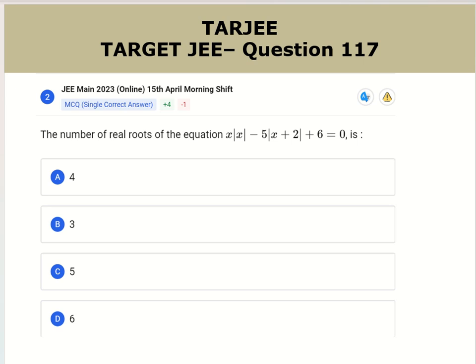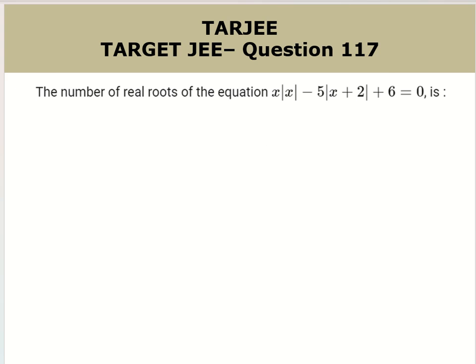The number of real roots of the equation x|x| - 5|x + 2| + 6 = 0 is equal to... Options are 4, 3, 5, 6. Let's see the equation.